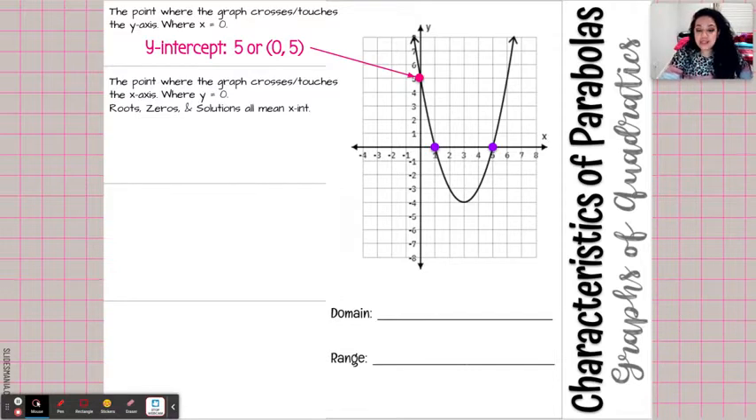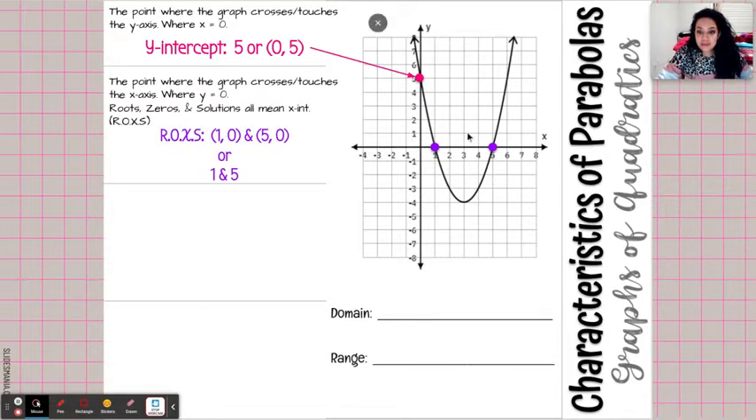It all means x-intercepts. So they might ask, what are the roots? They're asking for the x-intercepts. What are the zeros? They're asking for the x-intercepts. What are the solutions? Asking for the x-intercepts. All of these mean where it crosses or touches the x-axis. And a quick acronym to remember roots, zeros, solutions, and x-intercepts is ROCS: Roots, O for zeros, x-intercepts, and solutions. ROCS all mean the same thing.